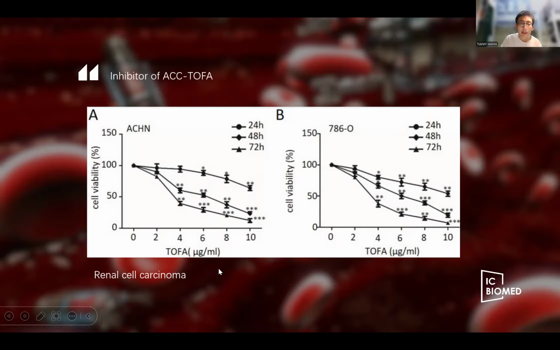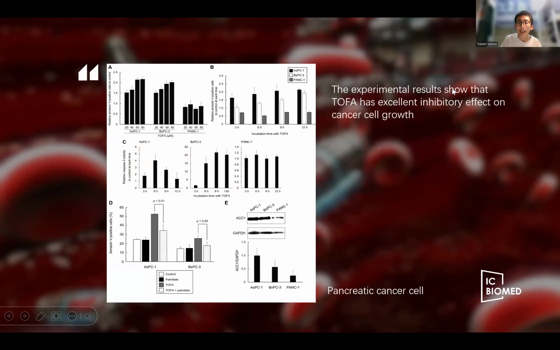So some other researchers did research into how it works in pancreatic cancer. And here it goes. The experiment results show that TOFA has an excellent inhibitory effect on cancer cell growth. It can be found obviously that when more TOFA is put into the experiment, the better it can inhibit the growth of different kinds of pancreatic cancer. And then we're going to talk about the next one.